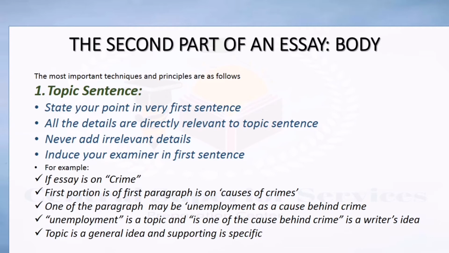For example, if you are writing an essay related to crime and your first portion is on causes of crimes, then one of your paragraphs may be on unemployment as a cause of crime. Your topic sentence would be: unemployment is one of the causes behind crime. So in this sentence, unemployment is the topic and is one of the causes behind crime is the writer's idea about the topic. Remember, your topic is a general idea.